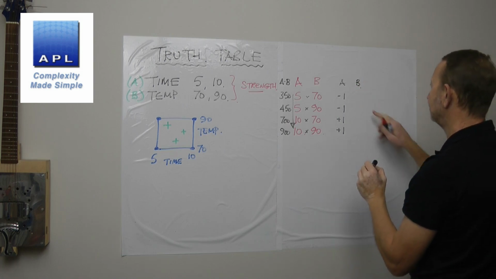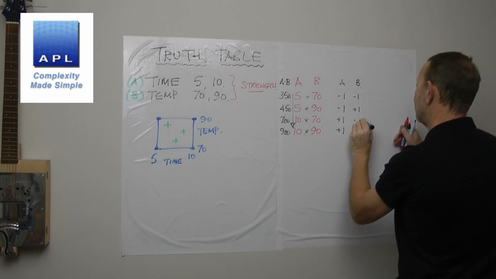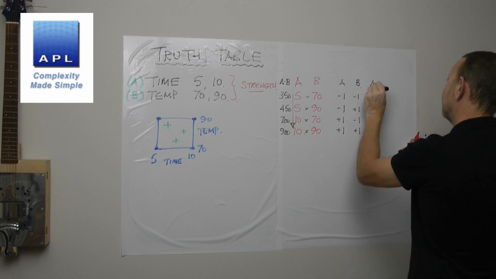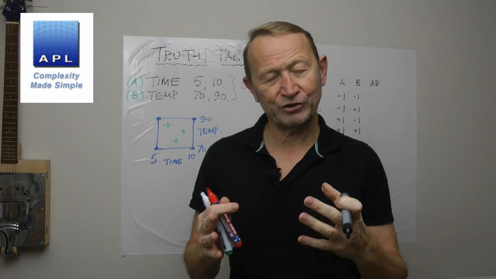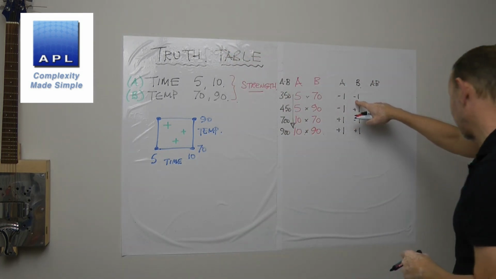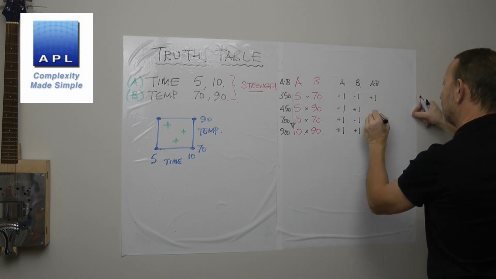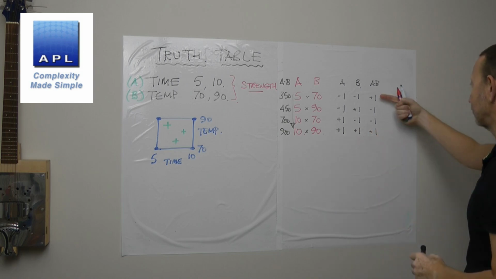Then we go B, minus, plus, minus, plus. And then finally, now I have coding, I can work out an interaction column that makes sense. Because if I multiply these two together, two minuses make a plus. A minus and a plus gives me a negative. A plus and a minus gives me a negative. A plus and a plus gives me a positive.